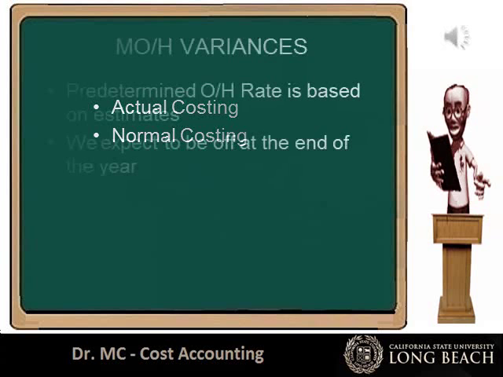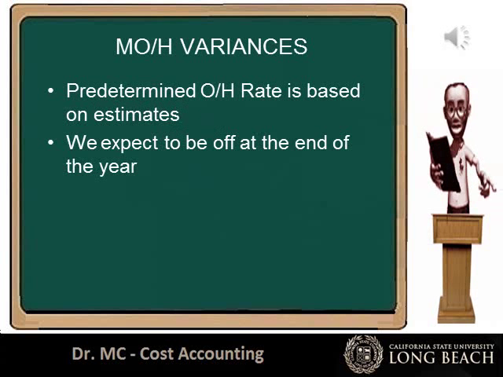When you use normal costing, you know that your predetermined overhead rate is based on estimates, and the actual result is very likely to be somewhat different. The difference between the amount of overhead applied and the amount of actual overhead is called the manufacturing overhead variance.